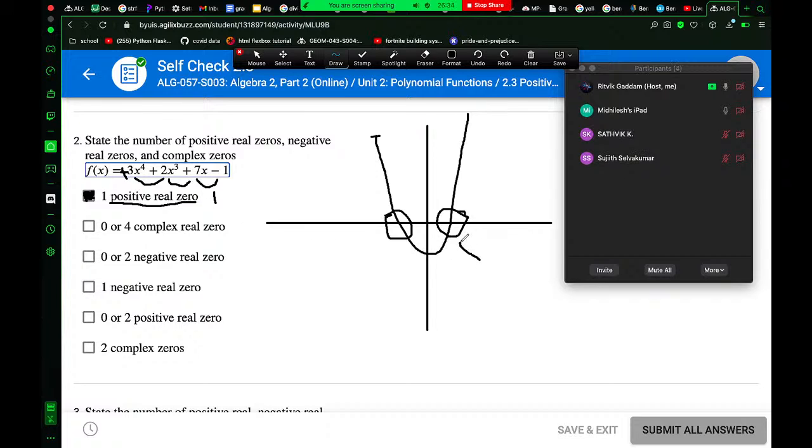As you can see right here, this is a positive real zero, because if it was something like this, then there's no zeros in this, so there would be two imaginary zeros. That's kind of how it works. So it would be like 0 or 2 positive zeros.